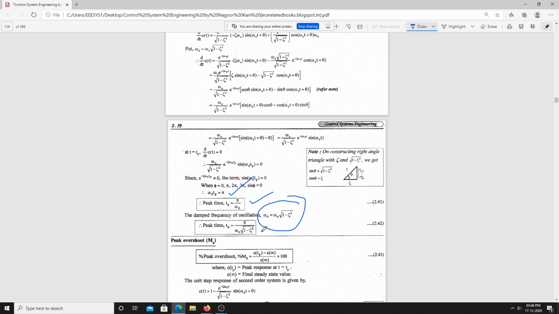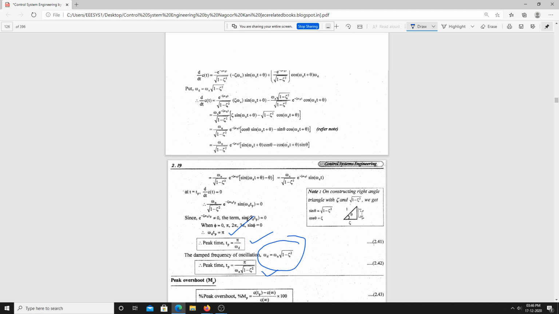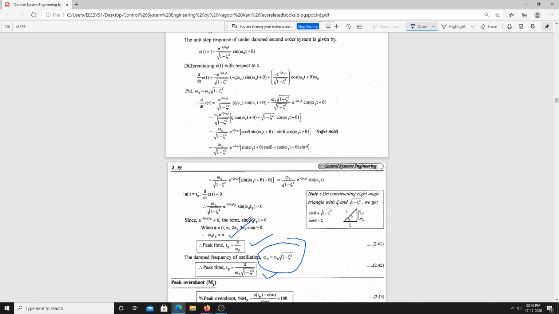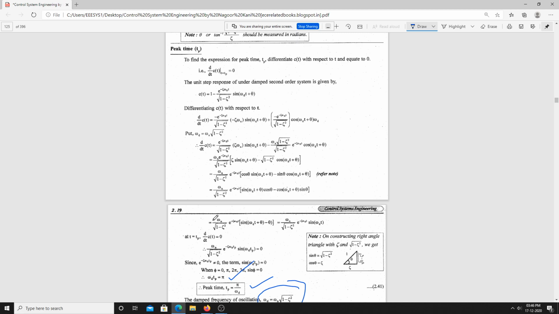So finally, peak time is nothing but pi by omega n into under root 1 minus zeta square. Please everyone check this expression for the peak time. If you have any doubts, you can ask me regarding this. Everyone please check it once, the expression for the peak time.